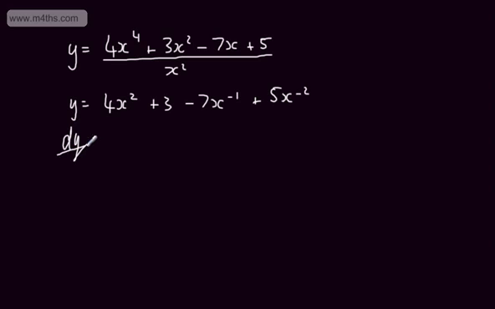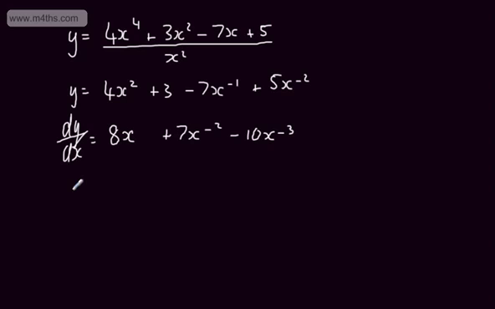Taking the derivative dy by dx of a gradient function, we multiply down by the power and drop the power by 1. So we end up now with 8x to the first power. Differentiating a constant gives us 0. If I now differentiate minus 7x to the minus 1, multiplying down by the power and dropping the power by 1, we get now plus 7x to the minus 2, multiplying down by the power, minus 10x to the minus 3. So this was the derivative, and we did this term by term.